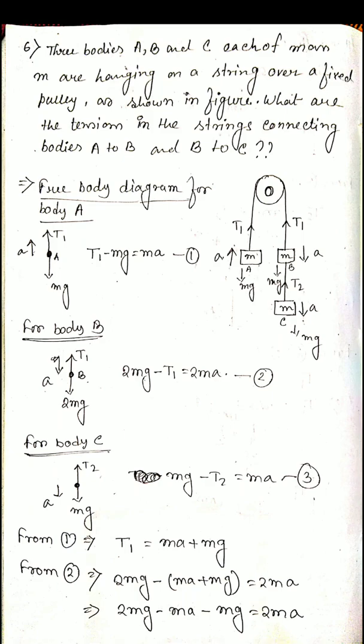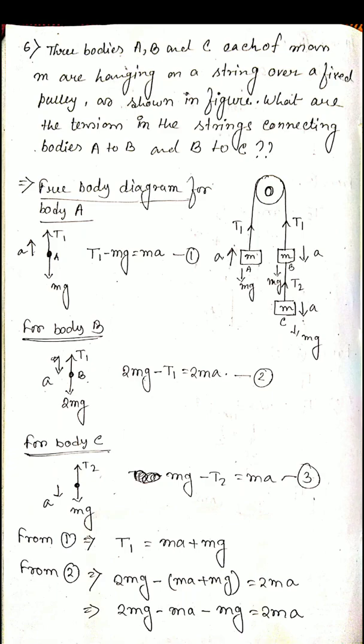What we find out are the tensions in the strings connecting the bodies A to B and B to C. That means we find out the values of T1 and T2. As for the free body diagram, if you understand from this figure, it is not necessary to draw the free body diagram in every case. But if you have any doubt about how to construct the equation, then you can draw the free body diagram and construct the equation. Otherwise, if you understand from the figure one by one, it is not necessary to draw it.